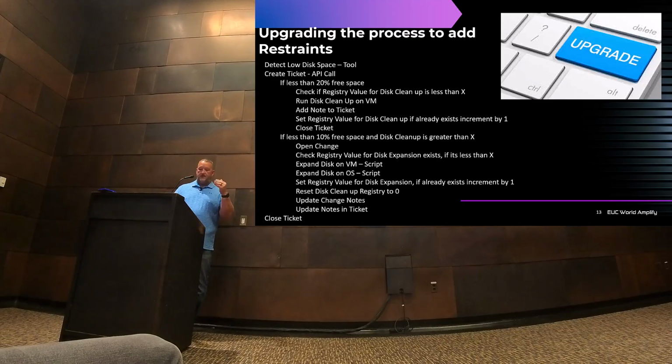But, so going through the same process of, detect the low disk space, create the ticket, is it less than 20%? If so, run your disk cleanup, add a note to ticket, create a registry key that you've done it. So that way, the next time you come through, you can set a limit on how many times you actually run this. To the same way, do that with your disk expansions.